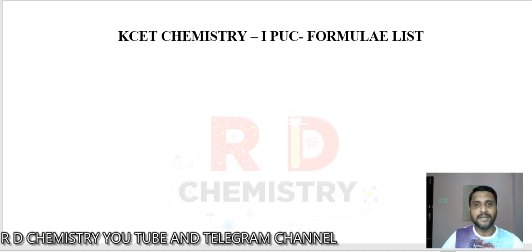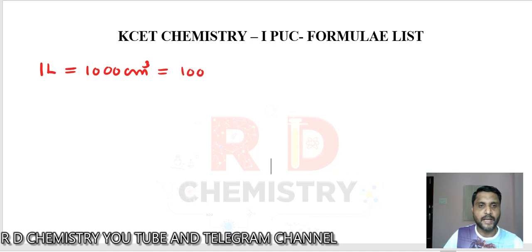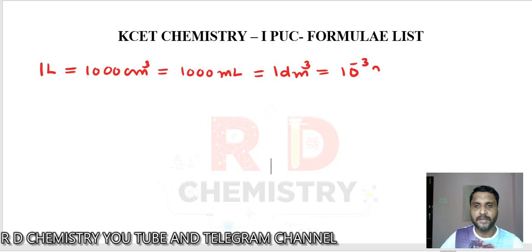So I'll start with the basics now, very basic. We have 1 liter is equal to 1000 cm cube, which is also equal to 1000 ml, which is also called 1 dm cube, decimeter cube, which is equal to 10 to the power minus 3 meter cube. And 1 meter cube is equal to 10 to the power 6 in terms of centimeter cube.